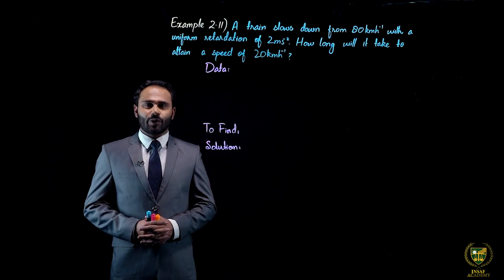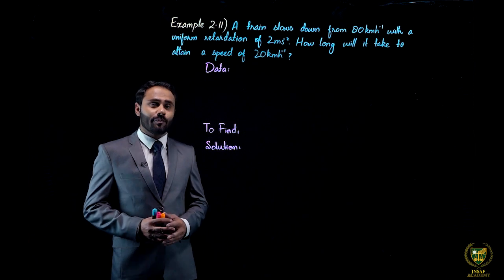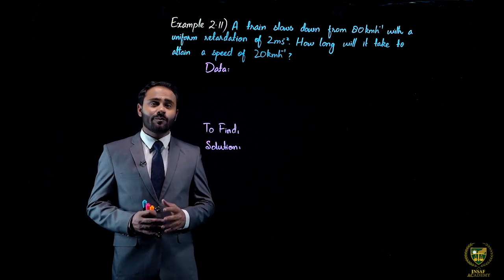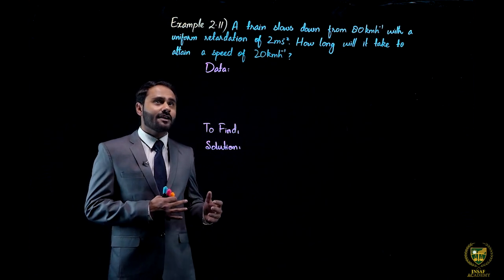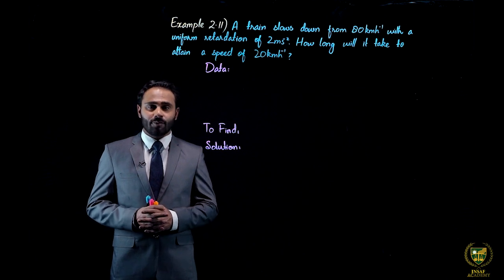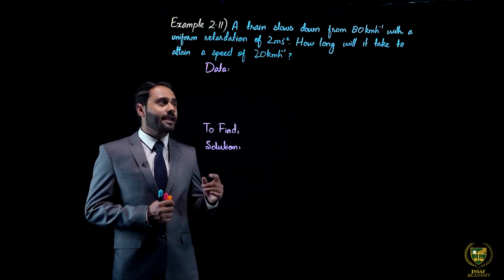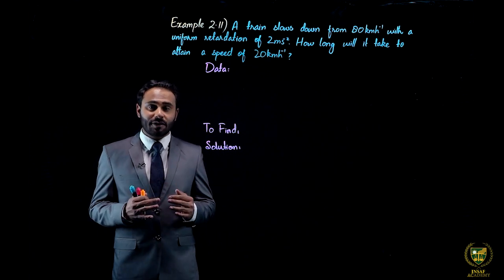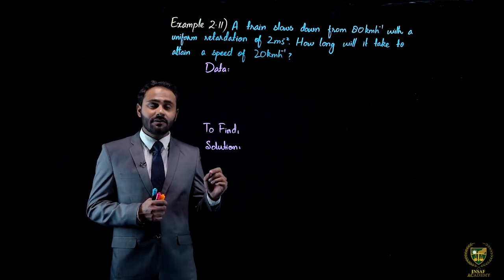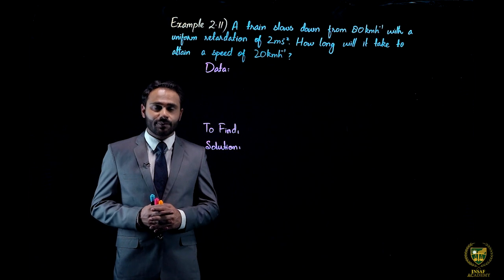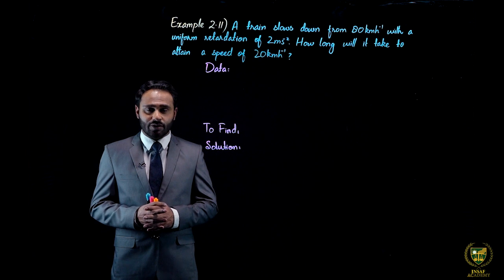Now example number 2.11, and the statement is a train slows down from 80 km per hour with a uniform retardation of 2 meter per second square. So how long will it take to attain a speed of 20 किलोमीटर पर आवर? So एक ट्रेन जो है वो स्लो डाउन हो रही है 80 किलोमीटर पर आवर से 20 किलोमीटर पर आवर तक. So 80 किलोमीटर that means the initial velocity and 20 किलोमीटर पर आवर that means the final velocity. और यहाँ पर जो यूनिफॉर्म रिटार्डेशन है वो है 2 मीटर पर सेकंड स्क्वायर का.